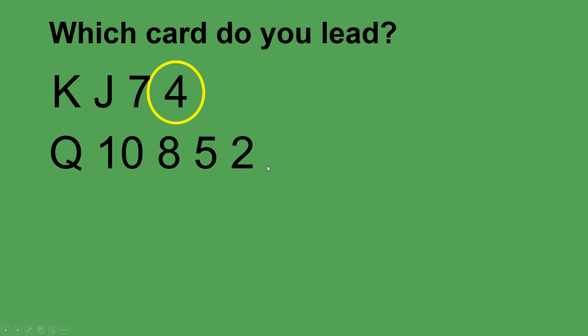So what about this suit? Which card would you lead? Pause the video. I hope you chose the 5 or the 2. They are the low cards in the suit. You don't have a sequence because you're missing the jack. You've only got the queen and the 10. When you play the 5, you're promising your partner that you have a big card in that suit.